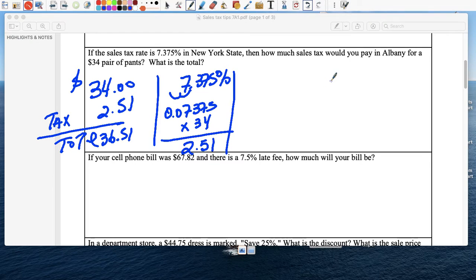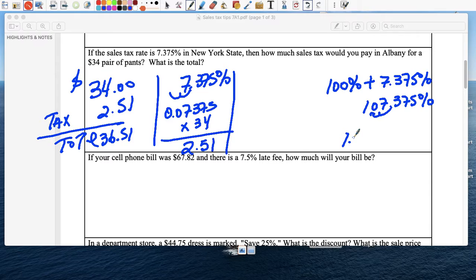total is. So remember, I'm responsible for 100% of the value of the pants. It's not a discount, so I'm paying for 100% of its value. Plus, to that, I'm adding 7.375. And that gives me 107.375%. So that's how much I'm paying. Now, obviously, we're going to move this to the left twice.